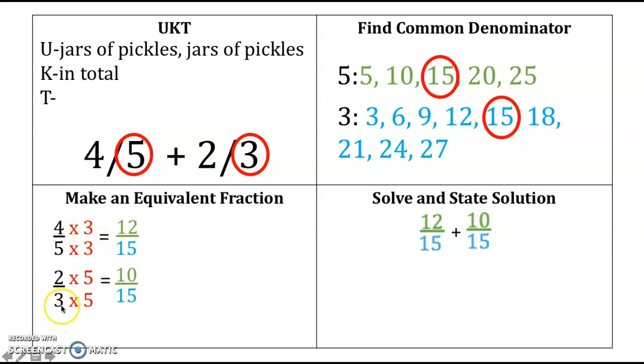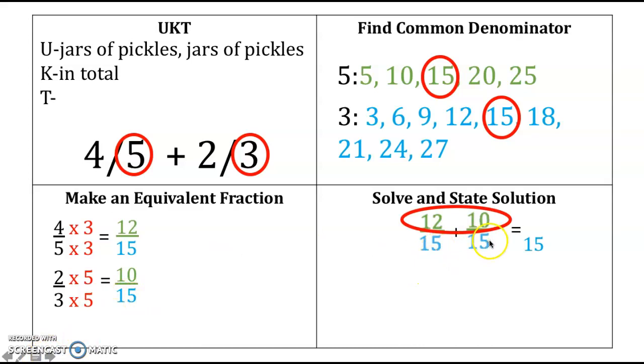Same down here. If I don't know how to algebraically figure out what times 3 is 15, I can look up here and count my multiples. 1, 2, 3, 4, 5. I see that 5 groups of 3 equal 15, so I'm going to multiply my denominator by 5 and my numerator by 5. 3 times 5 is 15. 2 times 5 is 10. 12/15 is equivalent to 4/5, and 10/15 is equivalent to 2/3. Now we can add or subtract these fractions with no problem.